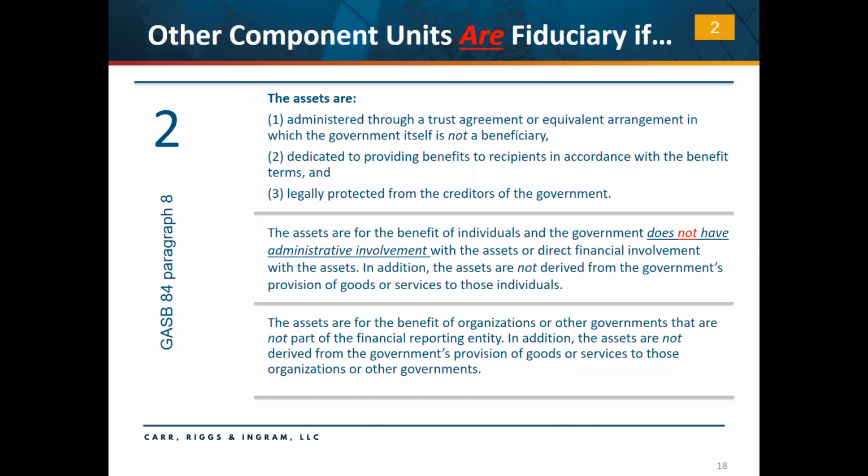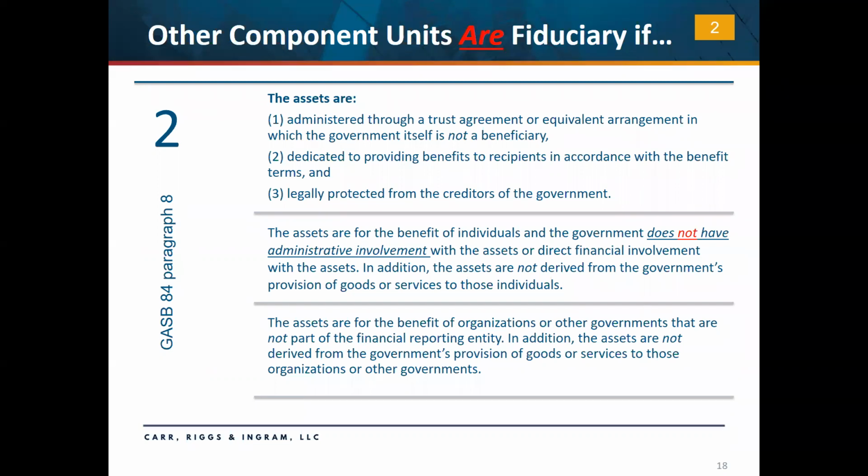Path 2 is if it's a component unit, but it is not a benefit, you're going to go through these tests, and we'll talk about these really within path 4 since it's so similar. They're going to define this administrative involvement, and this direct financial involvement. Okay, so how do you have these assets that are sitting in this component that are really for some other organization, some other individual?